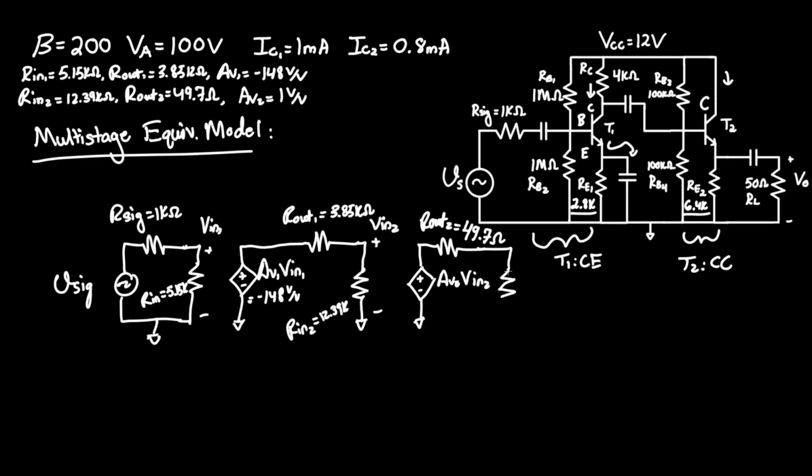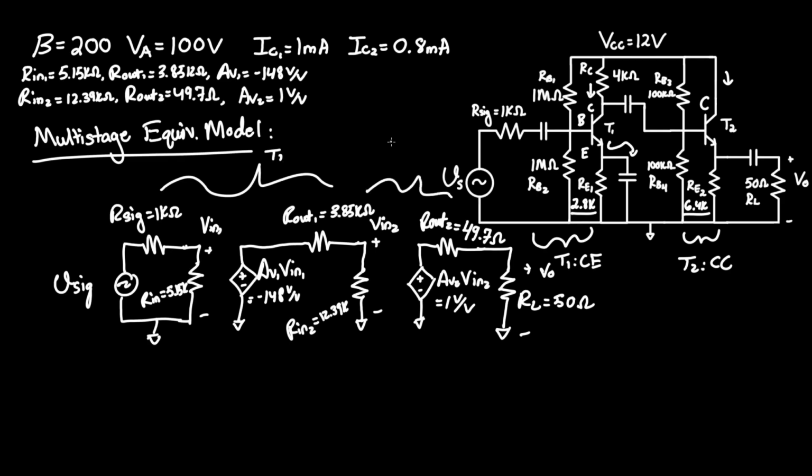Lastly, we have to consider our load, which simply equals 50 ohms. And of course, the potential across this is V-out. We know that AV2 is 1 volt per volt, or the amplification of stage 2. And this is everything we need to calculate the final amplification of the circuit. For a little bit of clarity, we can call this T1 and call this T2.